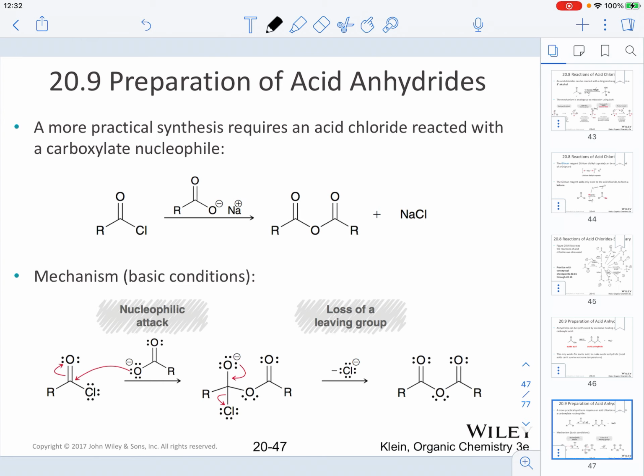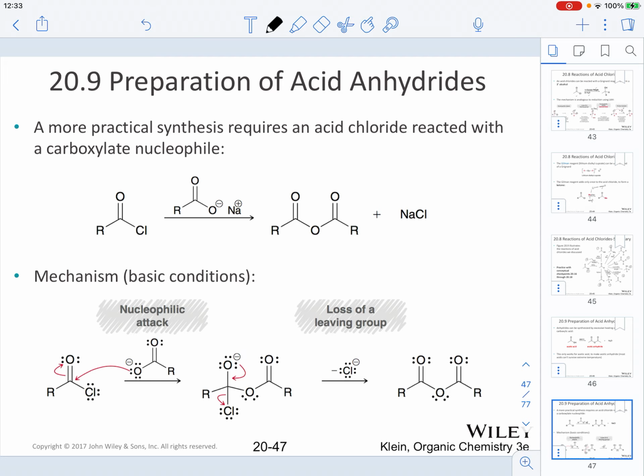The most practical way to synthesize acid anhydrides is by reacting an acid chloride with a carboxylate anion. And as you can see, that is illustrated in the general reaction that we have after the first bullet point in the slide.